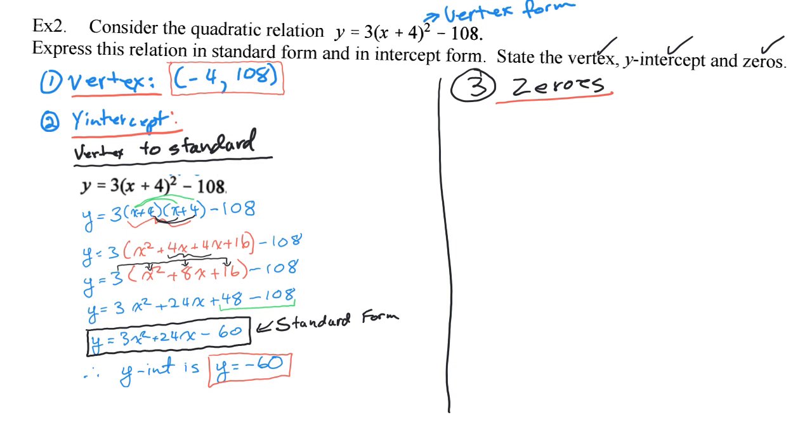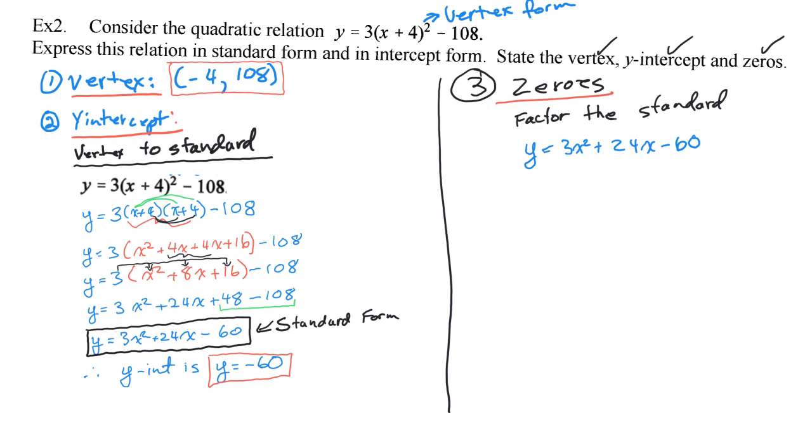Zeros means factor the, what is that called again? Not sure. Factor the standard form. So in order to find the zeros, we must factor the standard form. So let's do that. We'll start with y is equal to 3x squared plus 24x minus 60.